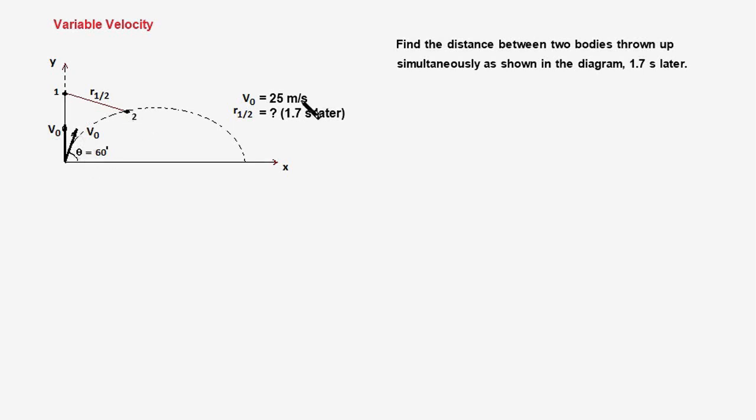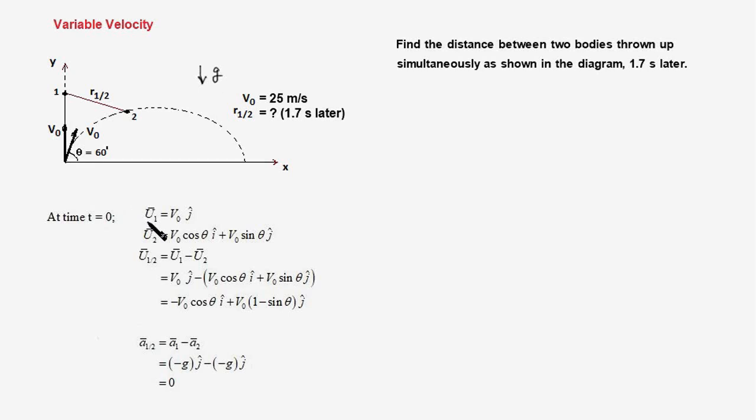v0 is 25 meters per second and their initial displacement is 0 because they are thrown from the same location. So let us find out the initial velocities of these two objects and the relative velocity. And as we saw in the previous case, both the objects are subjected to the same acceleration, the gravitational acceleration of g acting downwards, and therefore the relative velocity would be constant.